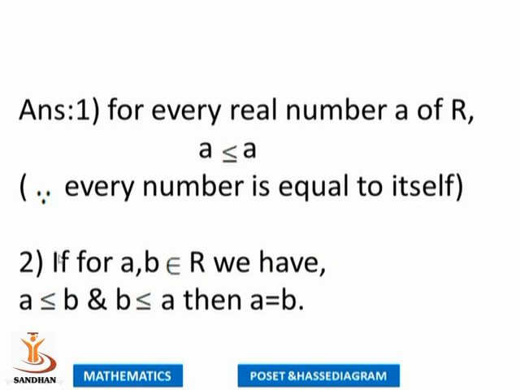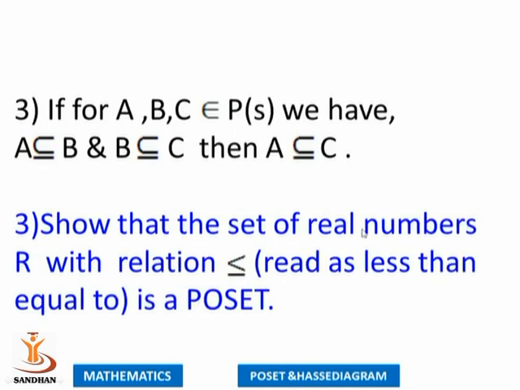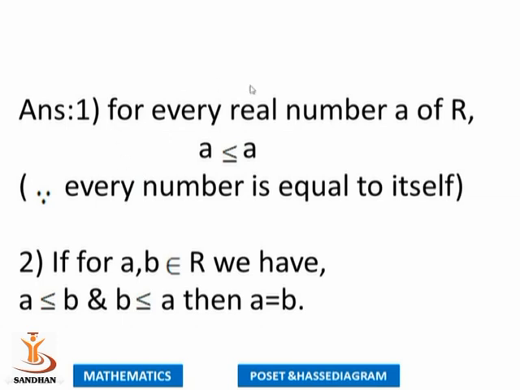Okay, so the third example is: show that the set of real numbers R with the relation less than or equal to is a poset. So the set R contains all the real numbers and here the relation is less than or equal to. We know that every real number is less than or equal to itself. That is, 1 is less than or equal to 1, 2 is less than or equal to 2. So for every real number, A less than or equal to A is always possible. So it is reflexive.